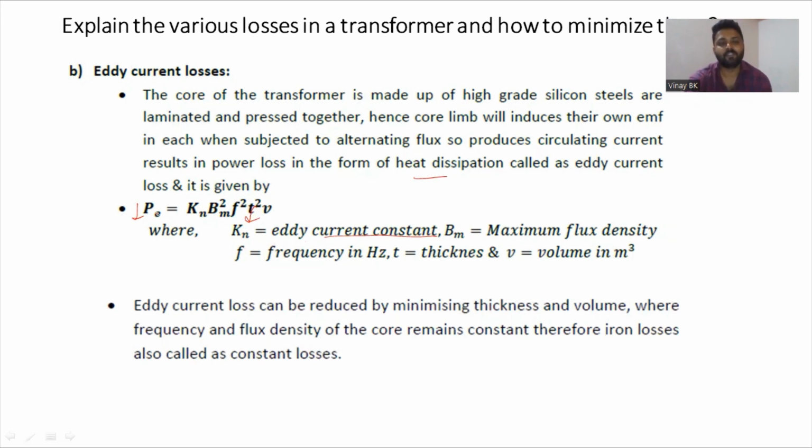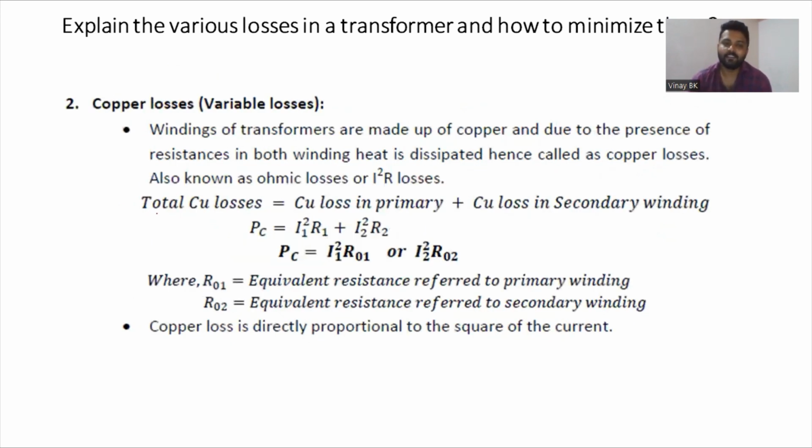Okay, let's move on to the next loss, that is copper loss. The windings of the transformer are made up of copper, so due to the presence of resistance in both windings, heat is dissipated. That is called copper loss. It is also known as ohmic loss, sometimes I square R loss. The total copper loss is given by copper loss in primary winding plus copper loss in secondary winding, where 1 represents primary and 2 represents secondary, so total copper loss is I1^2 R1 + I2^2 R2.